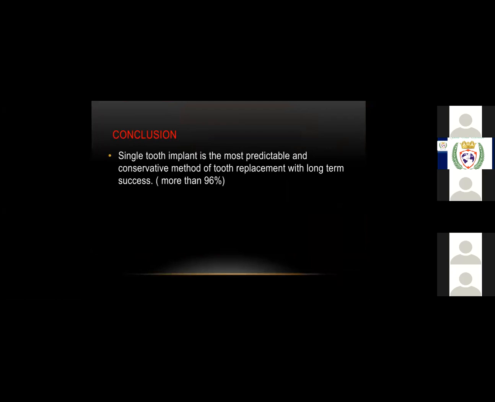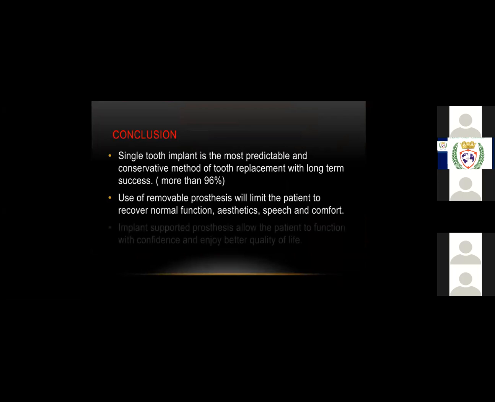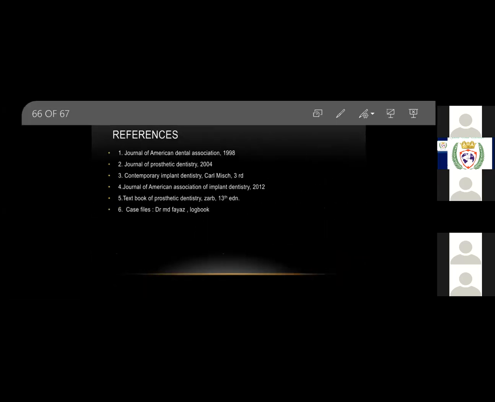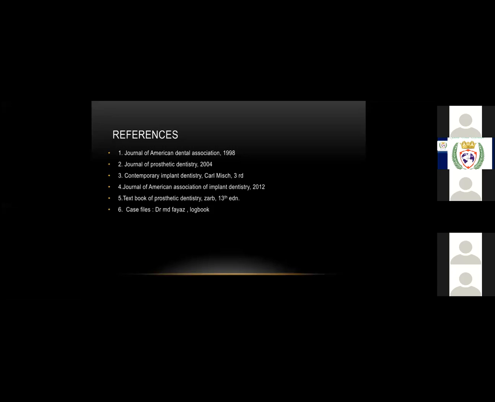So, conclusion: single tooth implant is the most predictable and conservative method of tooth replacement with long-term success, say more than 96%. Use of removable prosthesis will limit the patient's ability to recover normal function, aesthetics, speech and comfort. And finally, implant-supported prosthesis allows the patient to function with confidence and enjoy better quality of life. With this, I am going to conclude the presentation and take up some questions if there are any.